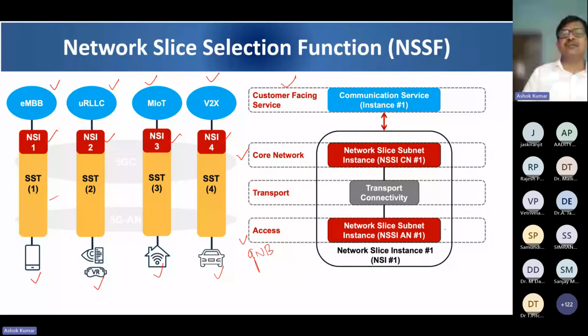Here we call it a network slice subnet instance in the access. Then for transport connectivity, you will have different tunnels, IPsec tunnels. In the core network also, you will have slicing. And then of course, it will connect to different services. So this is the end-to-end slicing concept, which can be done in 5G.